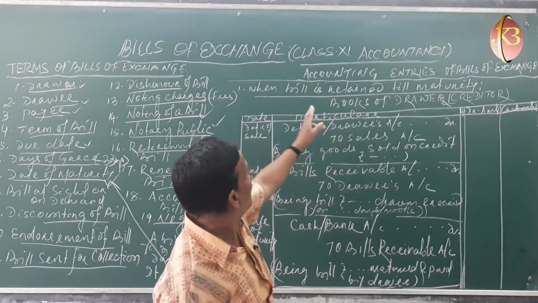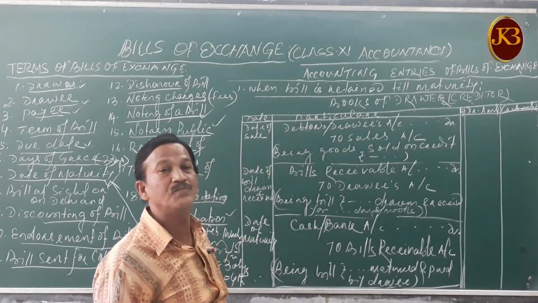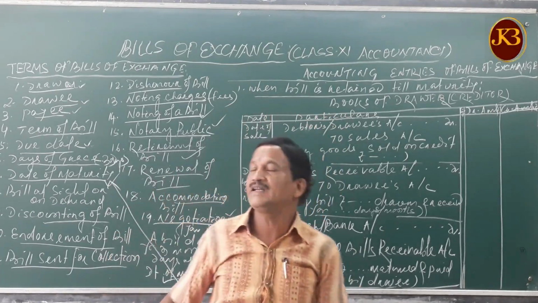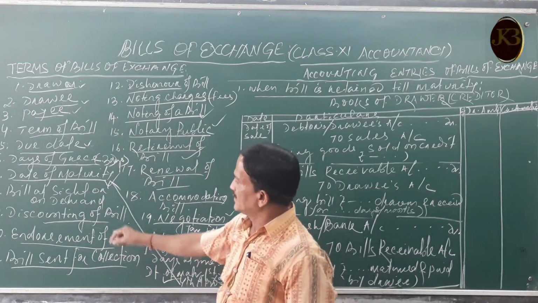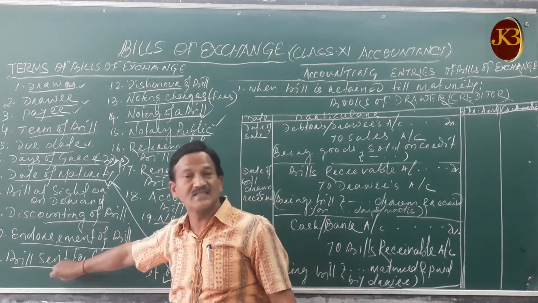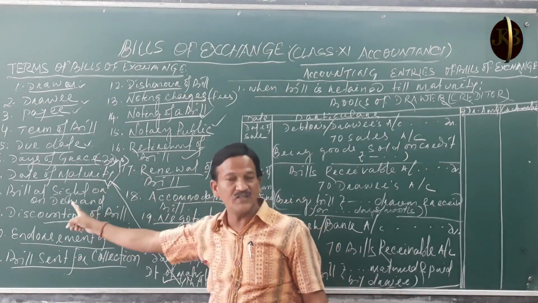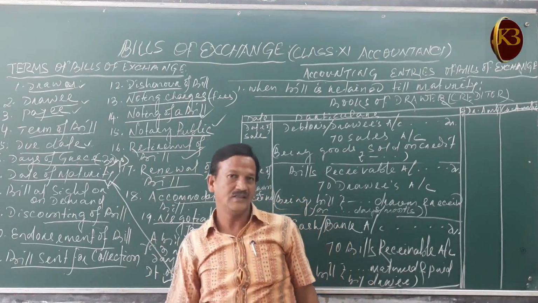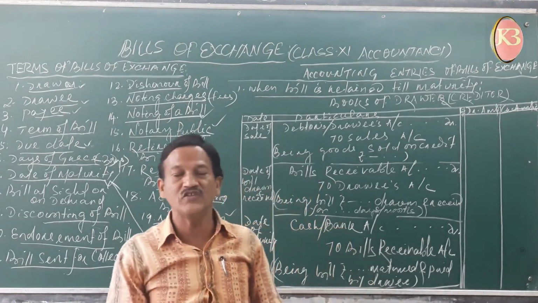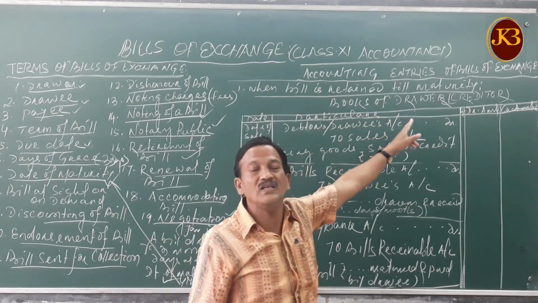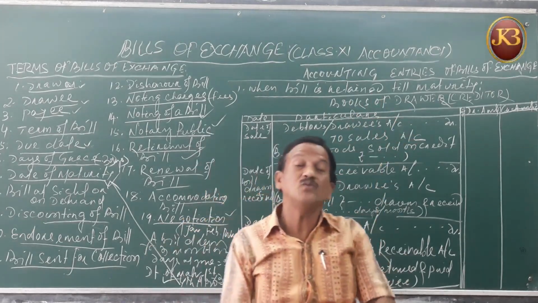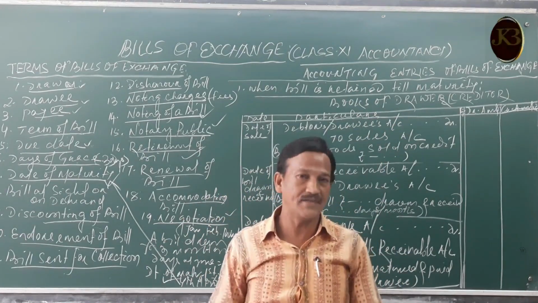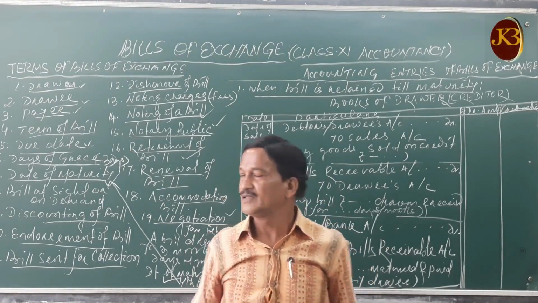Then we come to the accounting entries of the bills of exchange, or the accounting treatment of the bills of exchange. As you saw in the terms, there is discounting of the bills, endorsement of bill, bill sent for collection, bill kept till the maturity, then dishonor of the bill, renewal of the bill, retirement of the bill. These are the various conditions on which the accounting entries are to be recorded. The accounting entries for the bills of exchange and the promissory notes are the same. There is no difference. So there are two parties.